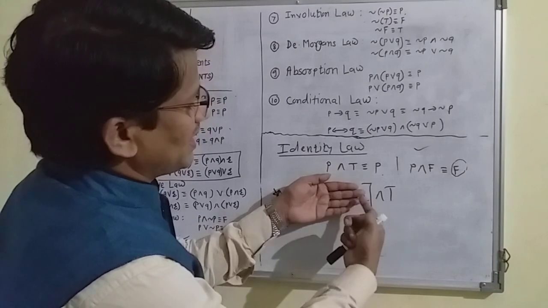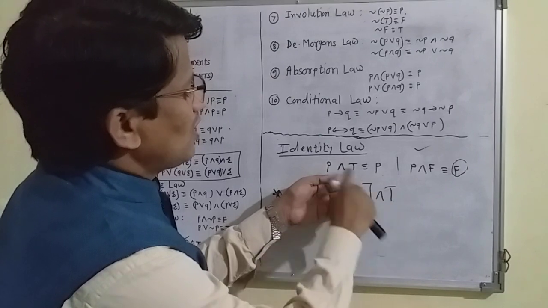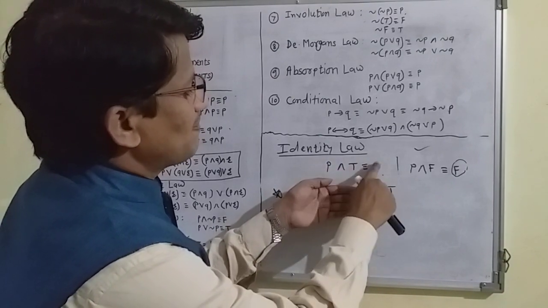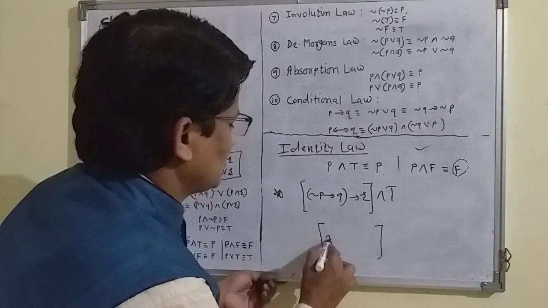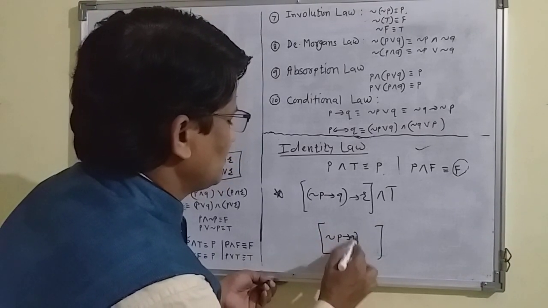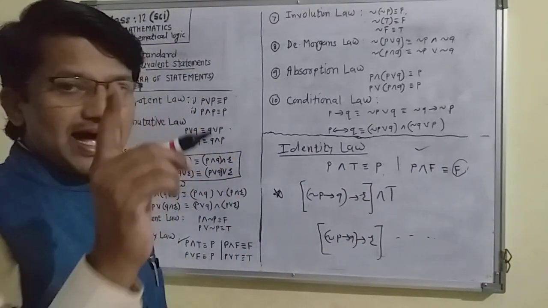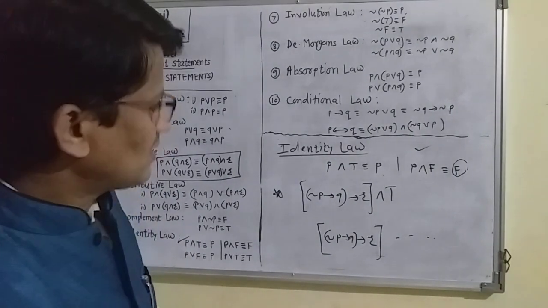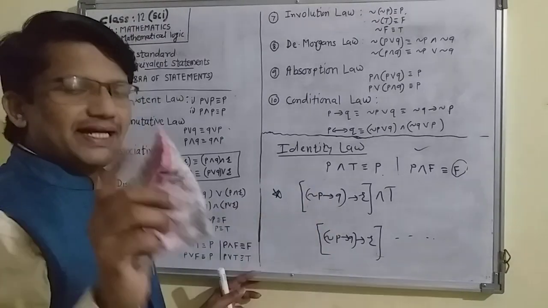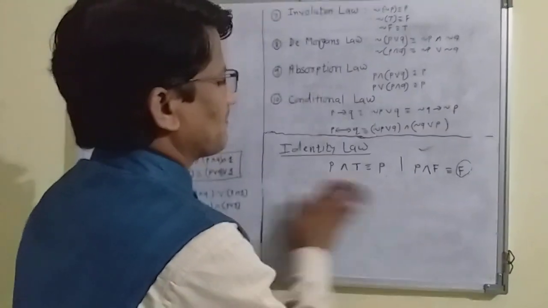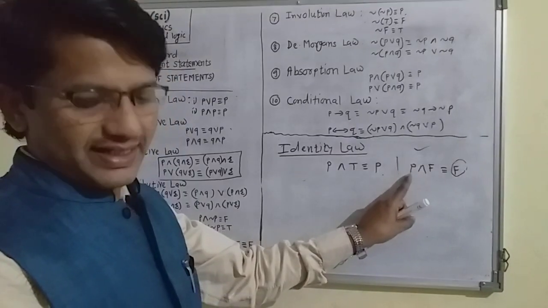See here, observe the above part. This total bracket means P, and T as it is. What is the result of this? The result of this is only P. The result of the whole statement is the bracket: negation of P implies Q, implies R. And what is the reason? The reason is the identity law. We can use the identity law for solving any such type of example.